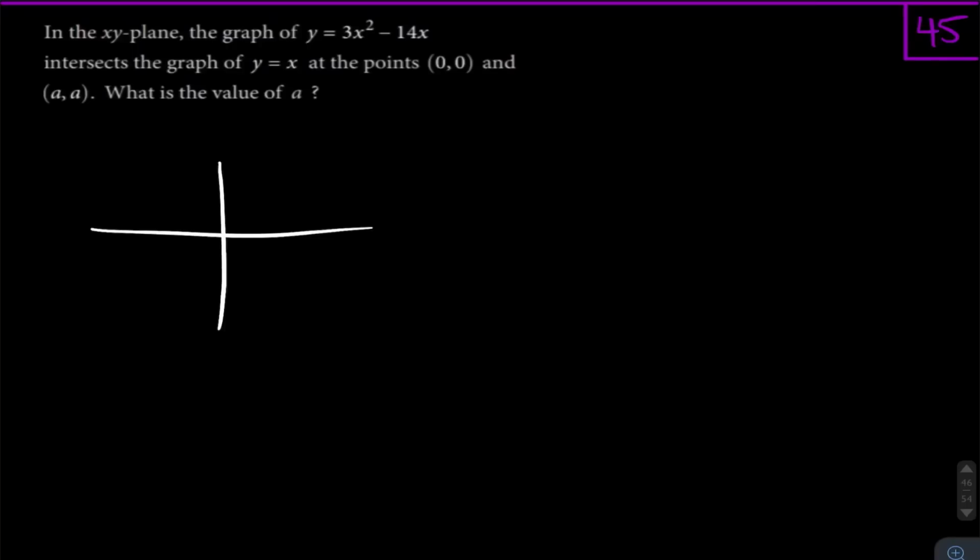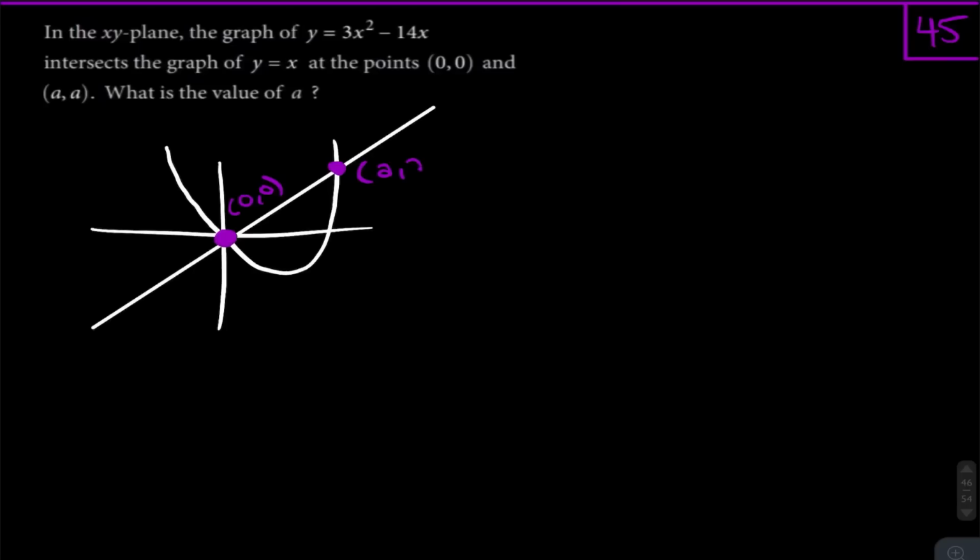So we can just draw some random parabola that passes through the origin, something like that. And let's draw a line. Well, we know the line's y equals x. It passes through the origin. So there are two intersection points. There is 0, 0, and then the other intersection point is a.